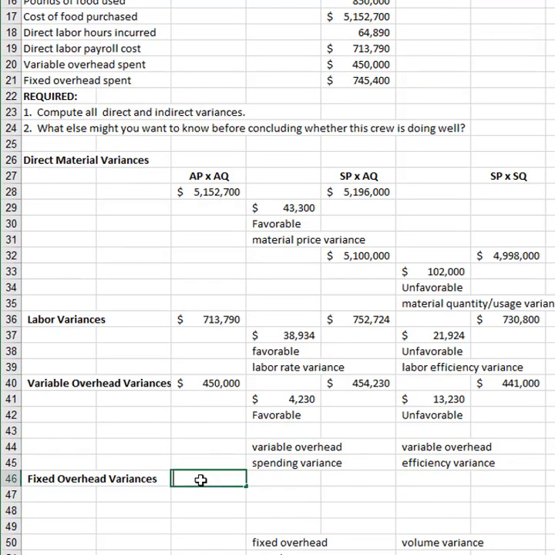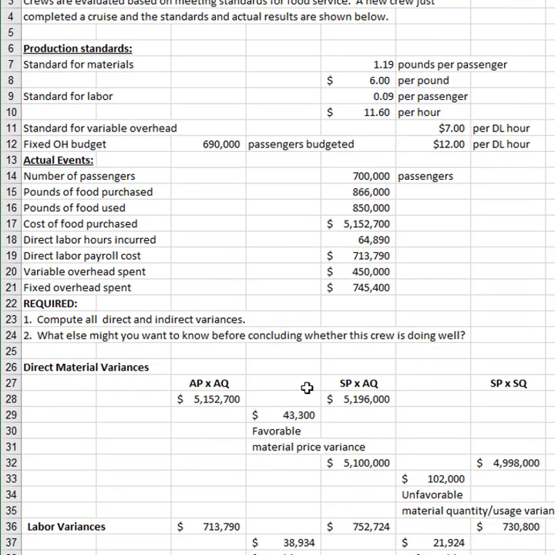For fixed overhead, we have what was incurred, and now we need the static budget. So the static budget is going to be what was at the beginning of the year. So at the beginning of the year, they thought there were going to be 690 passengers and then budgeted $12 per labor hour. So how many labor hours were originally budgeted?